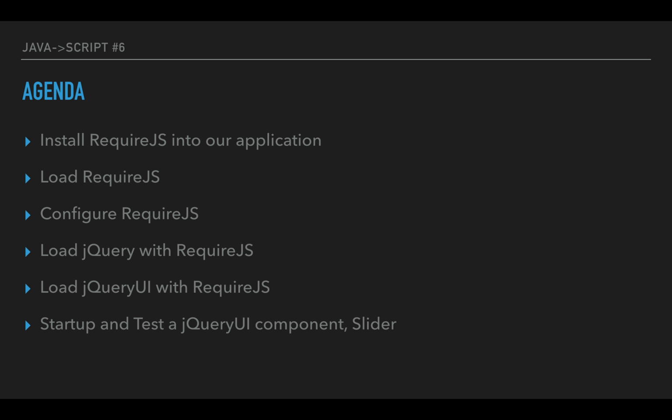And after jQuery UI is loaded, we can start up the application and test a jQuery UI component as in the previous tutorial. In this particular case, we are going to use the same slider. Let's get into the code.